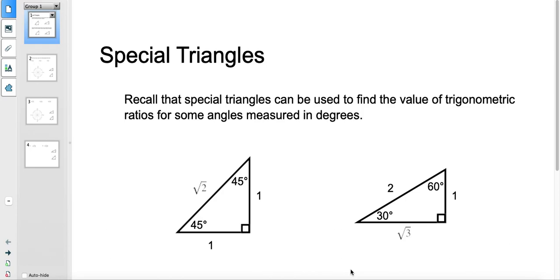But what if we wanted to find the trig ratio for an angle measured in radians? How could we do that? Well, we can convert our angles in degrees in our special triangles to radians. Let's do that.